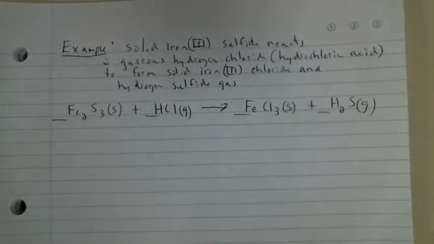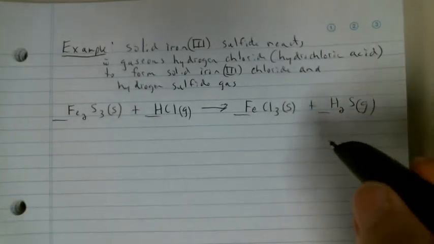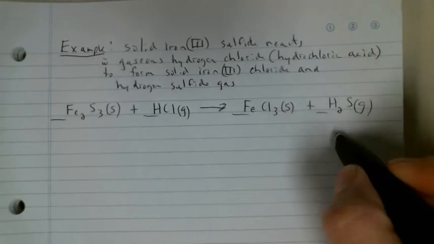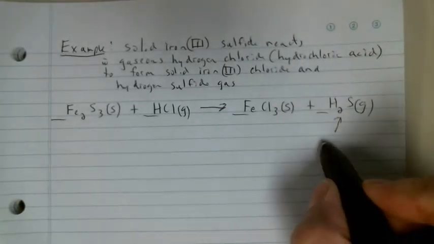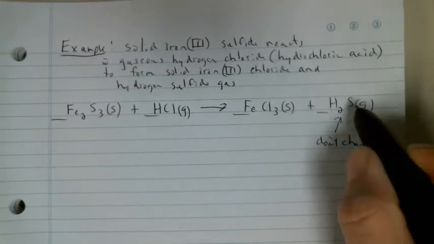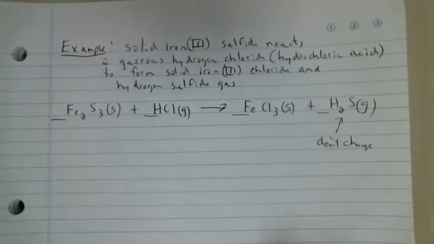Now, again, like I said previously, the most important thing is that we never change those, right? We can't change the subscripts on any of these. If we do, we're changing the identity of the substance. So we can't do that. So when I balance this, what am I going to start with?